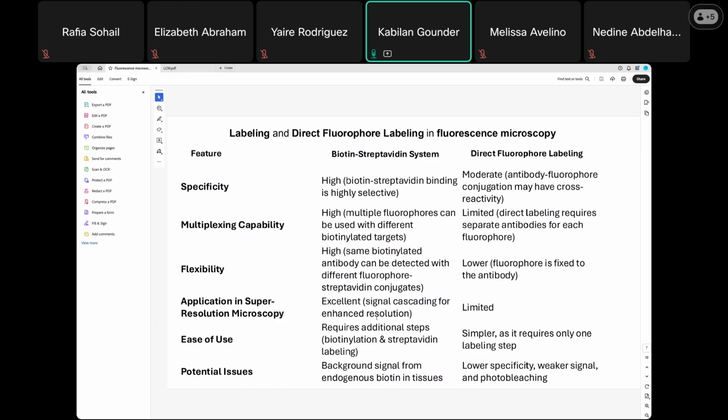So both have advantages and some disadvantages, but overall it depends on what you want to study. For regular routine work, direct fluorescence labeling is good enough. But if you really want to study low-abundance molecules, low expression levels and weak signals, then you can use the biotin-streptavidin system, and also for multiplexing and other aspects.